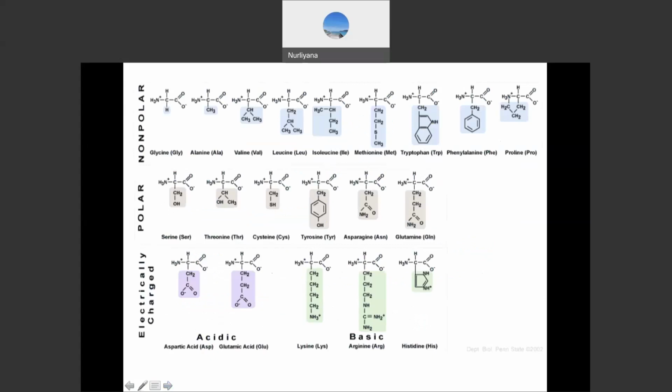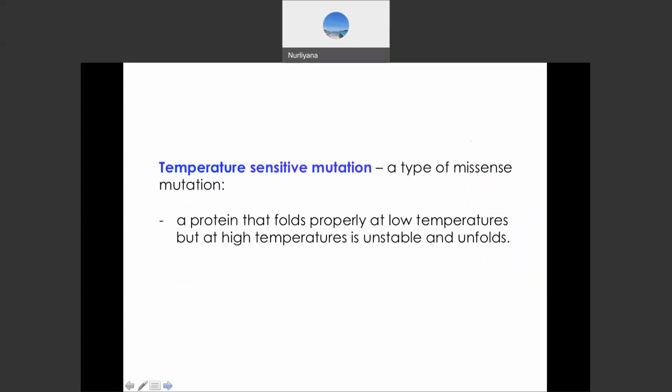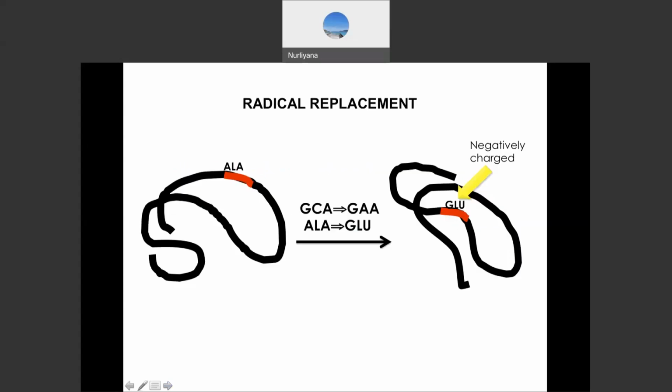You have to really look at the characteristic when it changes and what will happen to the protein afterwards, whether it can be so bad that it causes the disintegration of the protein. That is the final thing that we want to look at. An example of a missense mutation is a protein that folds properly at low temperature, but at high temperature the protein is not stable and unfolds. So this would reflect this situation.